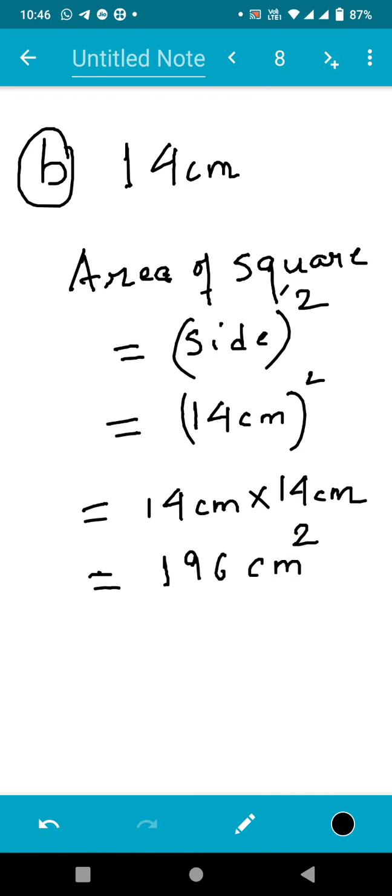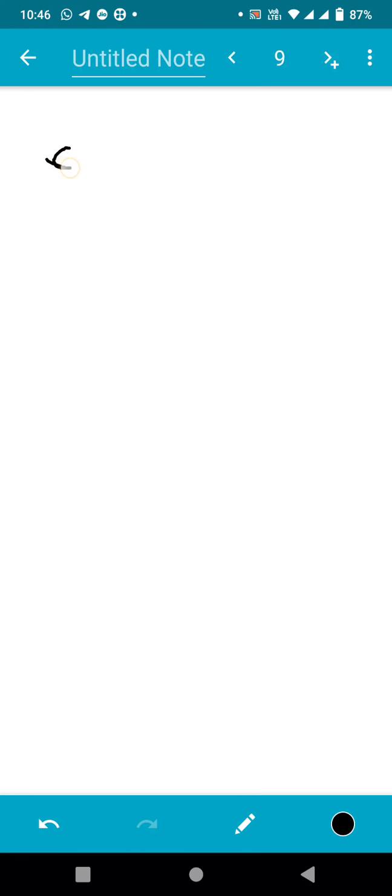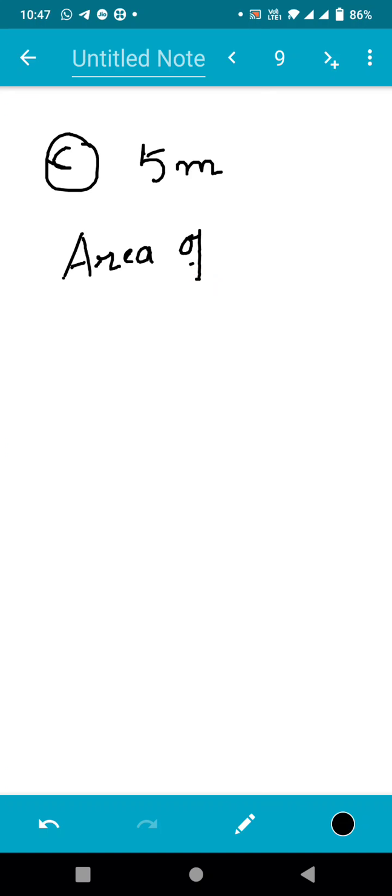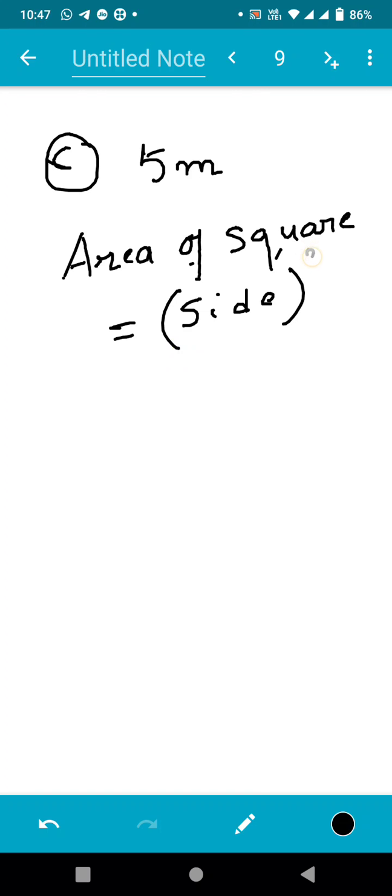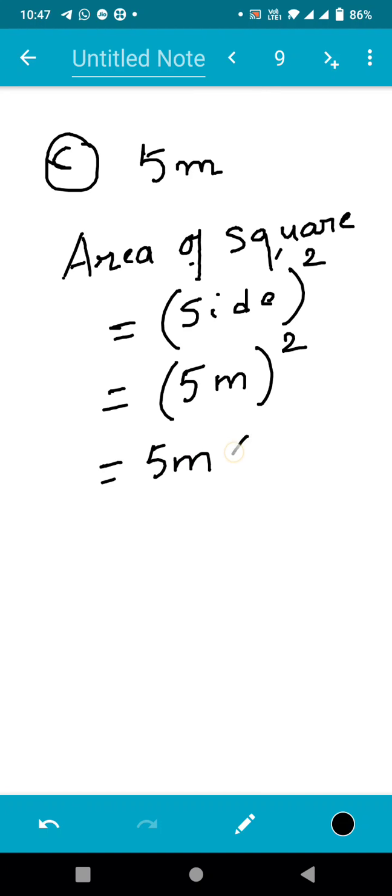Okay, so now let's do the last sum of today's session, that is sum number C. Sum number C is 5 meter given, 5 meter. So again we'll write area of square, and this would be equals to side square. And what is the value of side given? 5 meter. And 5 meter square means what? 5 meter into 5 meter, isn't it? So 5 into 5 is 25, and meter into meter is what? Meter square.